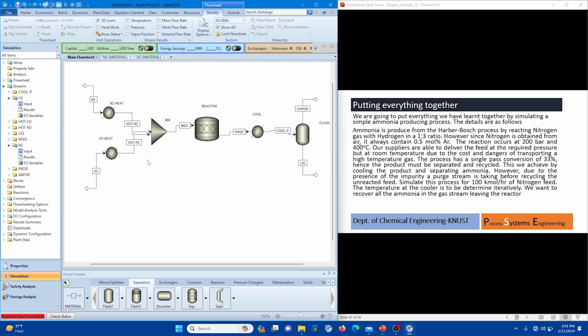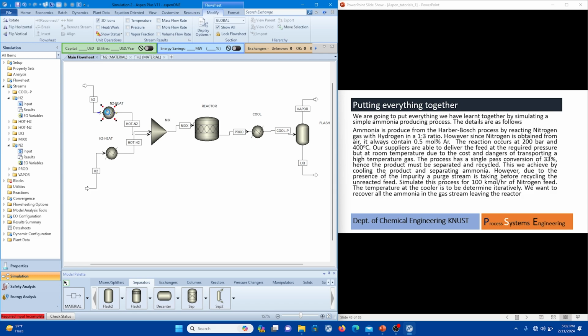Remember, Aspen is a forward only calculator. It does not perform backward calculations, meaning you only specify feed streams and it does the rest of the calculations for the product. It determines the product or the output, not the other way around. So the next thing would be to specify blocks or equipment.